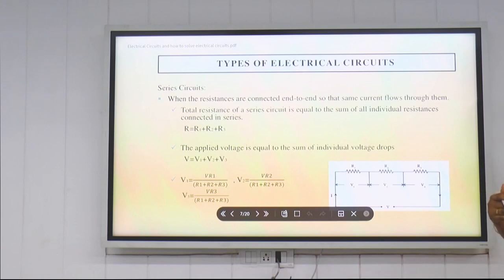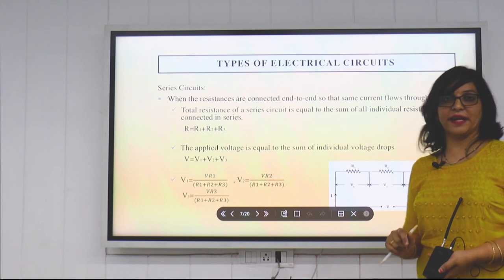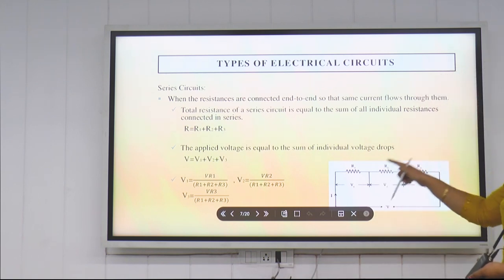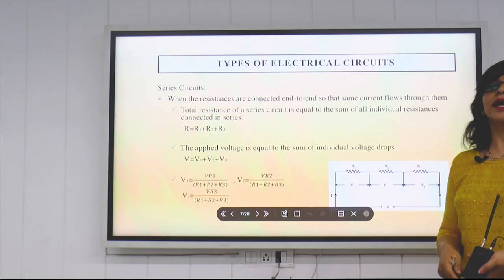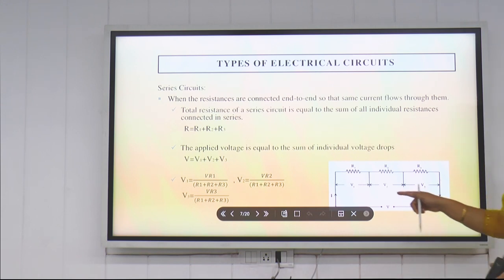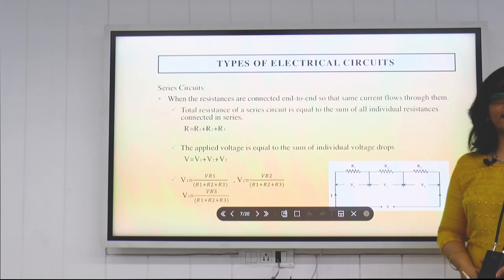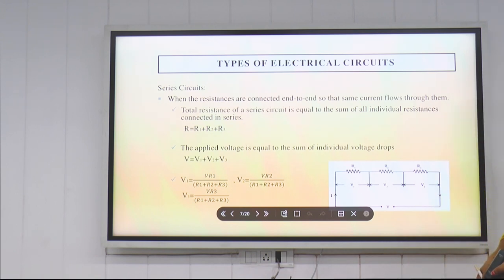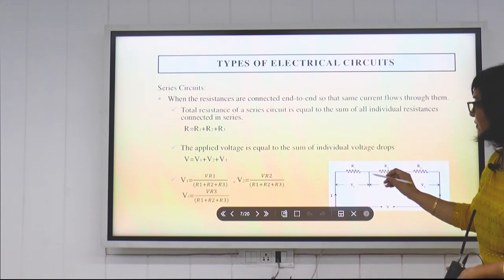On the basis of the arrangement of resistance, electric circuits are of three types. First type is the series circuit. When the resistors are connected end to end so that the same current flows through them, the circuit is known as a series circuit. The total resistance of the circuit is the sum of all the individual resistors connected in series. So R is equal to R1 plus R2 plus R3. Applied voltage is equal to the sum of the individual voltage drops, that is V is equal to V1 plus V2 plus V3. For individual voltage drops, we have to use the voltage divider rule.